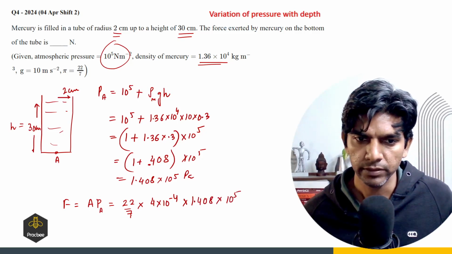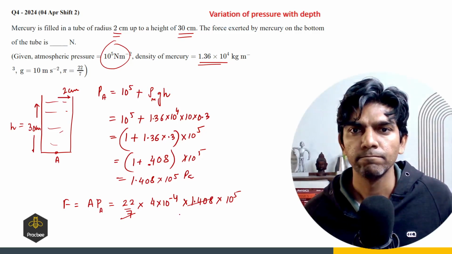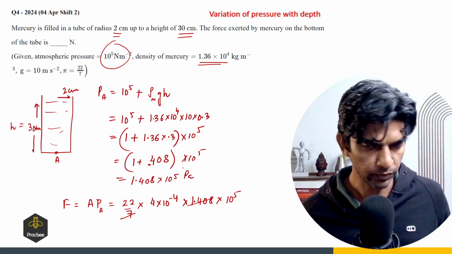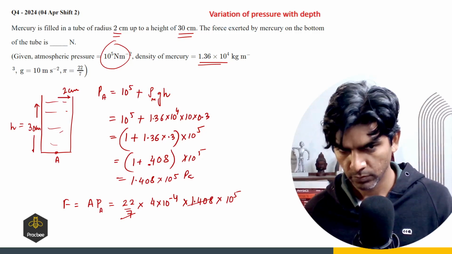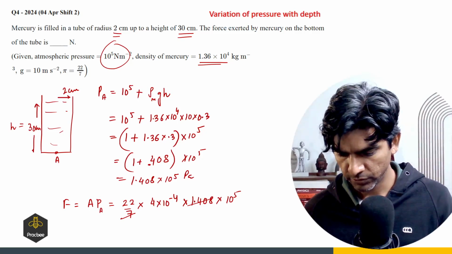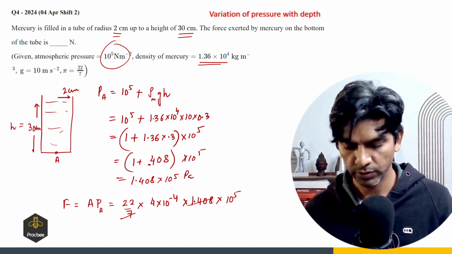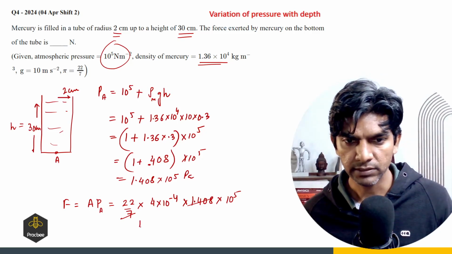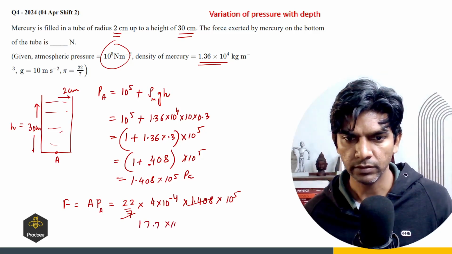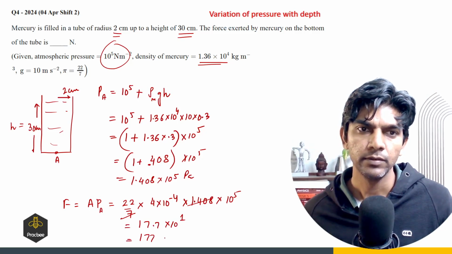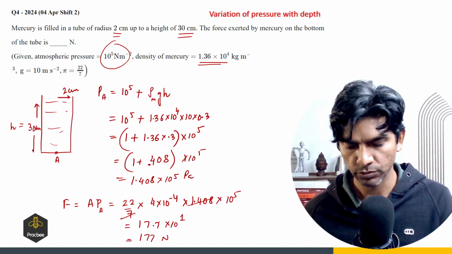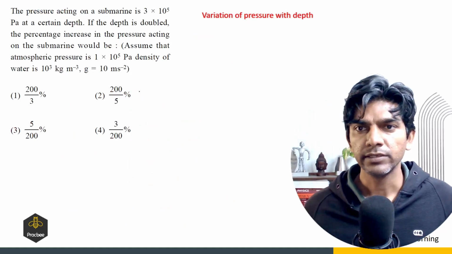So let us simplify this. We have to find the force. Okay, let us calculate that. 1.408 times 22 times 4 divided by 7. So I'm getting 17.7 into 10 raised to power 1, which is 177, right? So 177 Newton is the answer of this question. Okay, let us see the next question.